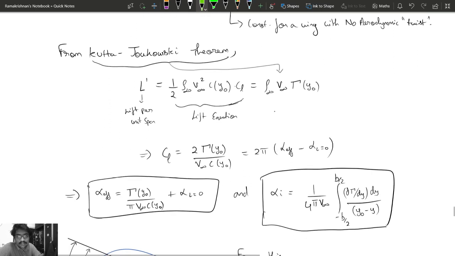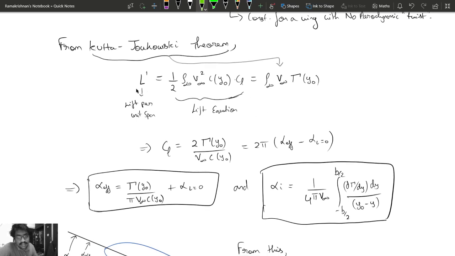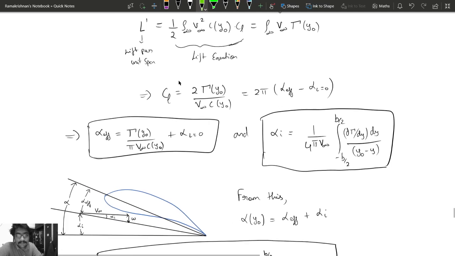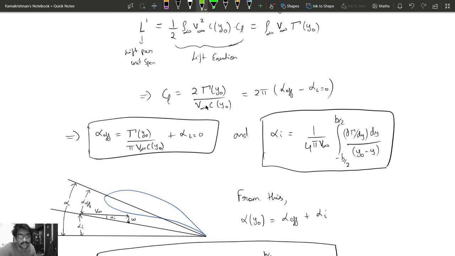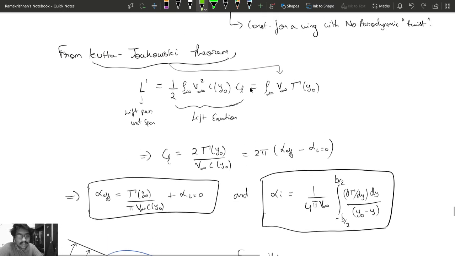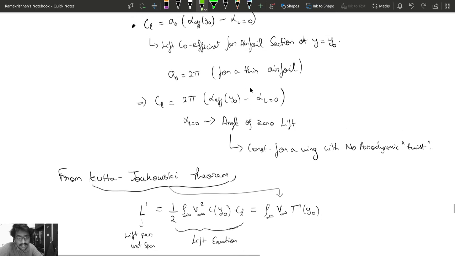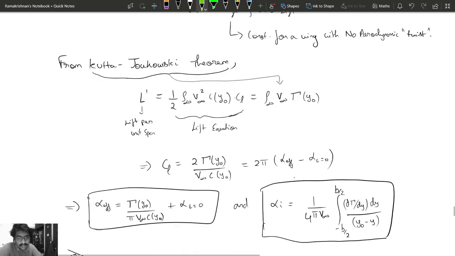And from our Kutta-Joukowski theorem, we can write the lift per unit span is rho V gamma, which is also written as half rho V infinity squared times the characteristic length times the lift coefficient. And that is how lift coefficient is actually defined. Half rho V infinity squared is nothing but the dynamic pressure, Q. And we can write lift coefficient to be 2 times gamma over V infinity times c, which is 2 pi times alpha effective minus alpha at zero lift, which we just got here.